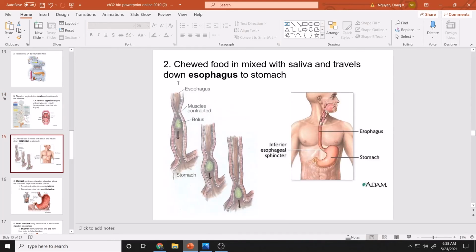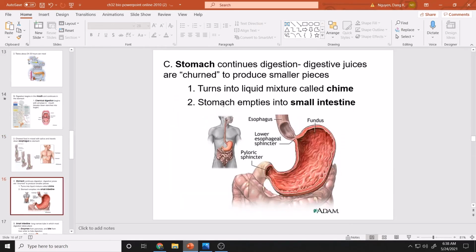As you swallow your food, you can see here this is called the bolus, and it travels down the esophagus through peristalsis, the involuntary contractions that we mentioned earlier, and then it gets plopped right into your stomach. Your stomach continues with this process. It secretes digestive juices, and it turns this bolus into a liquid mixture called chyme. Then your stomach does its job breaking down proteins through secreting the enzyme pepsin.